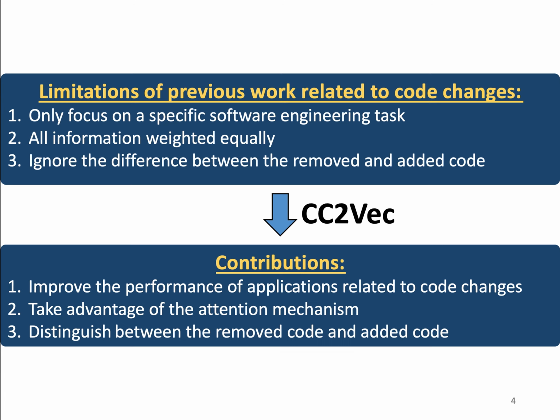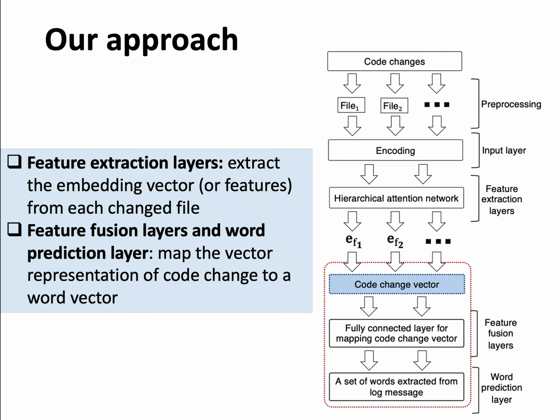To address the limitations, we propose CC2Vec, a deep learning model that can be used to improve the performance of the software engineering applications related to code change. CC2Vec takes advantage of an attention mechanism, so all the information in the code change is treated differently. Moreover, CC2Vec also considers the difference between the removed code and the edited code.